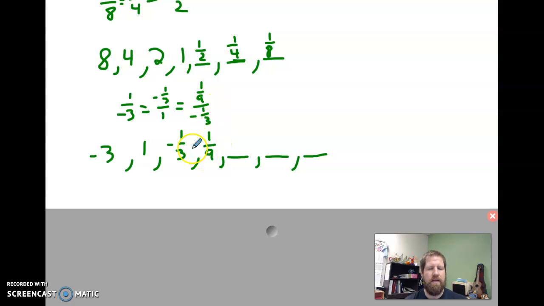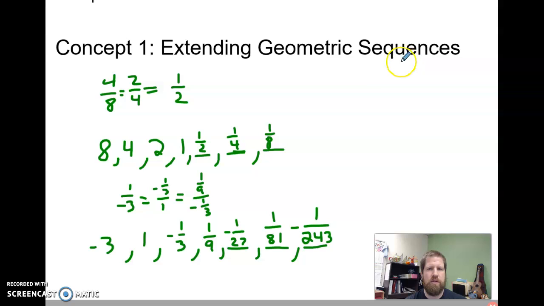If we multiply 1/9 by negative 1/3, we get negative 1/27. If we do that again, we get a positive 1/81. And then another one by negative 1/3, negative 1 over, let's see, 3 times 81 should be 243. Okay, and we could go on and on. And that's it for extending those geometric sequences.